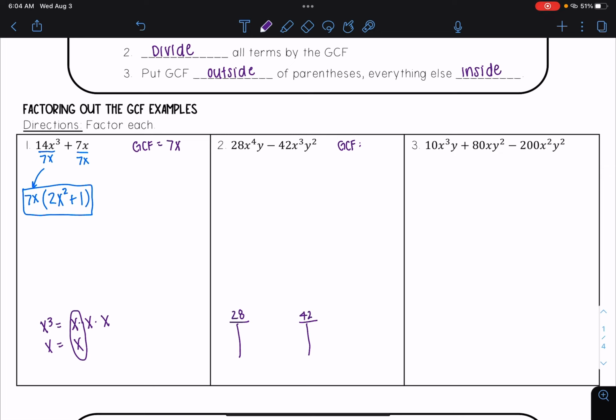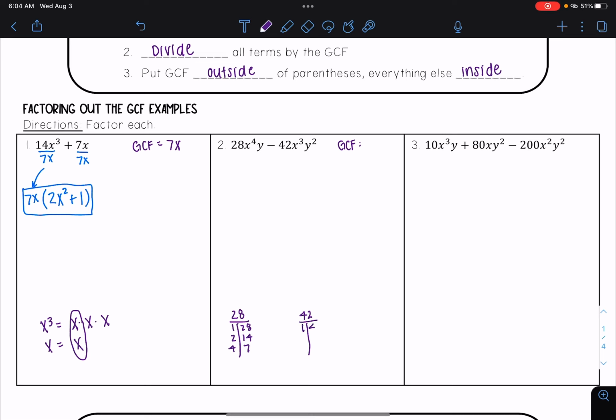So for this one, I'm going to first see what are all the numbers I can multiply together to get 28. I like to start with smaller numbers on the left-hand side first. And so I know 1 times 28 gets me 28. 2 times 14. 3 doesn't go in there. 4 and 7.